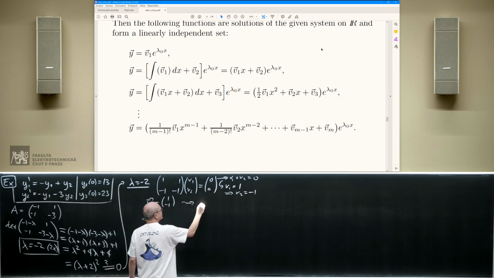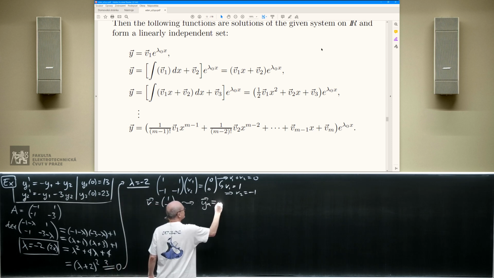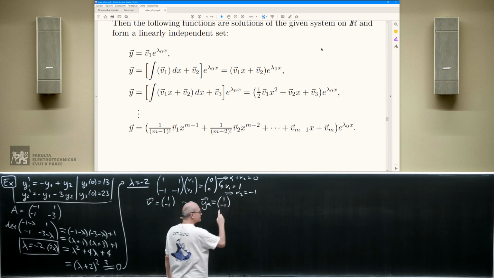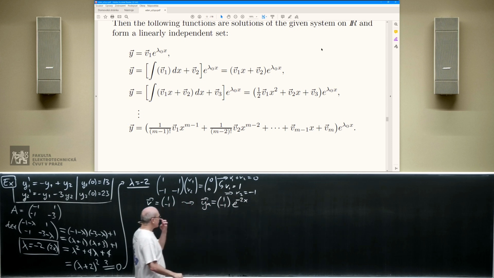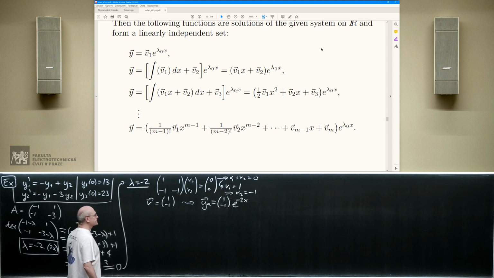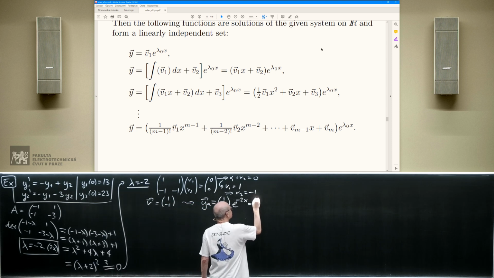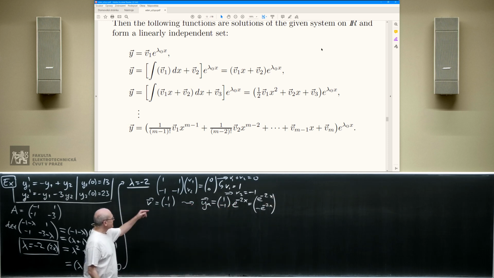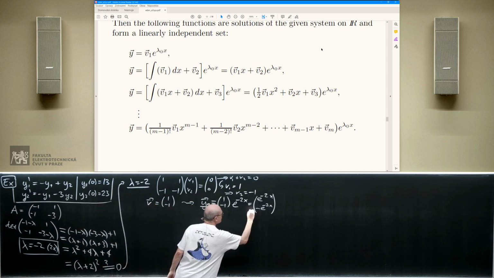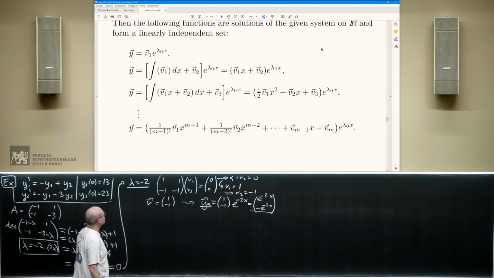And therefore, I have my first solution, y_A, which is (1, -1) times the exponential, e to the -2x. Do I feel like rewriting it? And the answer is, okay, I do. So it's (e^(-2x), -e^(-2x)). Nice. That's my first solution for my fundamental system. Where do I find the second one? I need to find generalized eigenvector. How do I find it? Let's see. Do I see it over here?